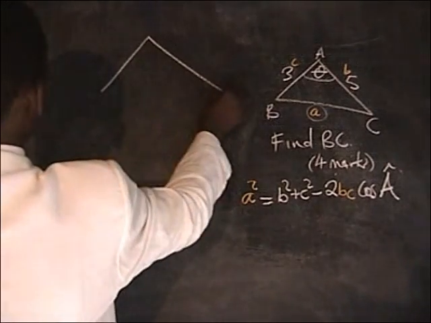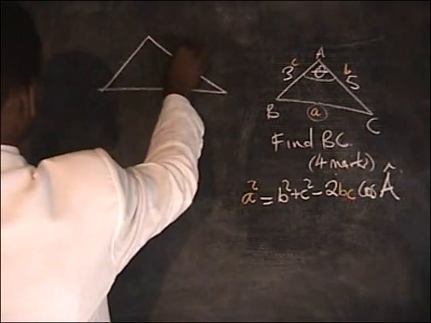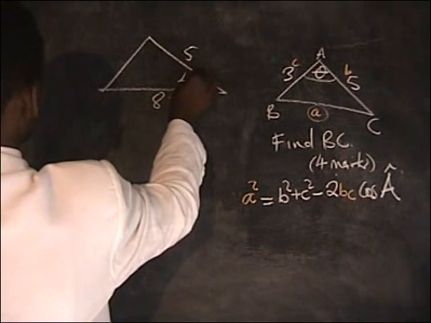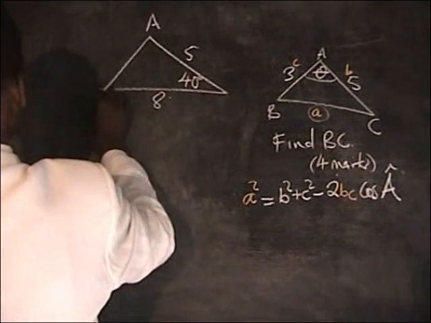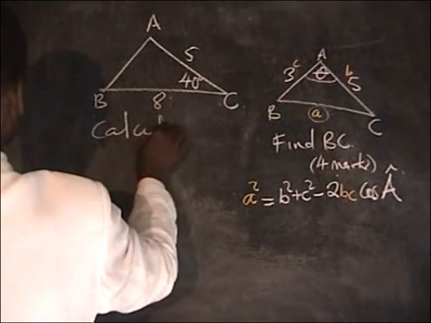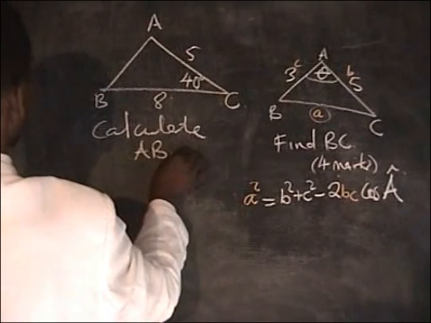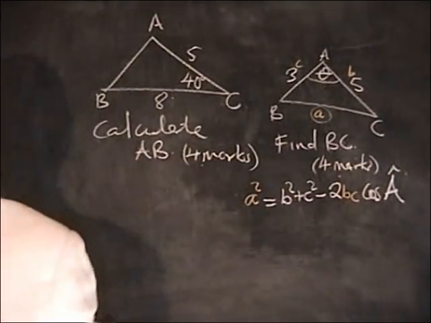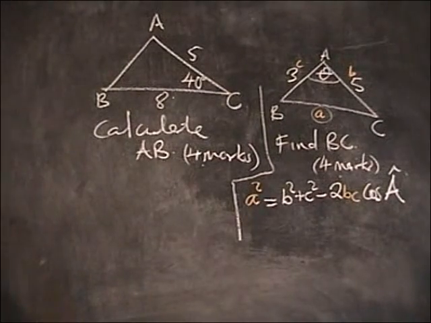now look at this other example. This time around, let's have a 5 there and 8 there. Let's assume that there you have an angle which is 40 degrees, and this is marked as A, B, and C. Then you are going to be questioned to calculate AB, and this is 4 marks. So calculate AB so that you can be given 4 marks. How do you calculate this AB?